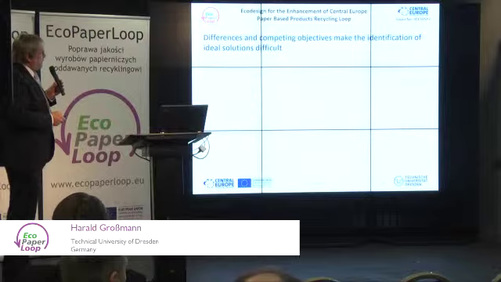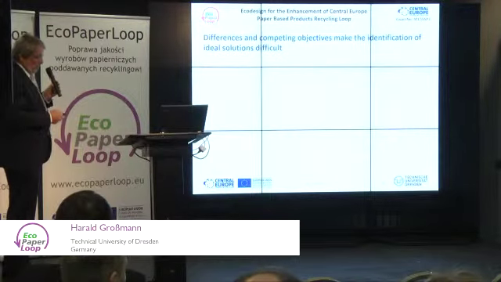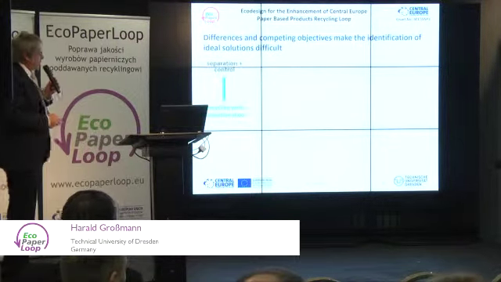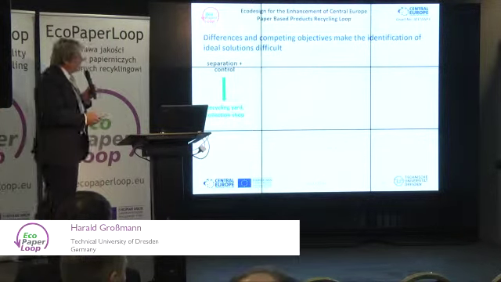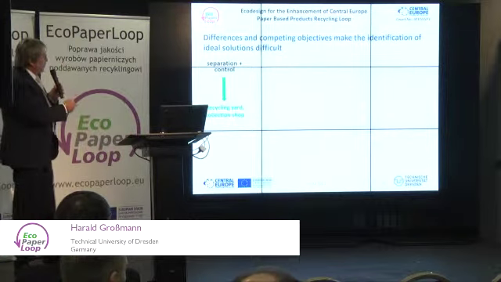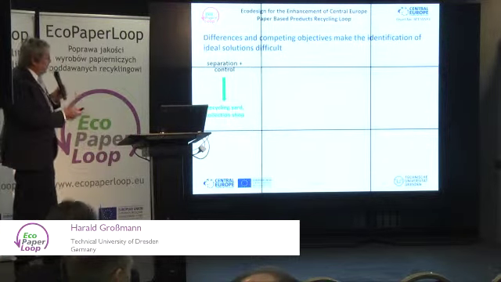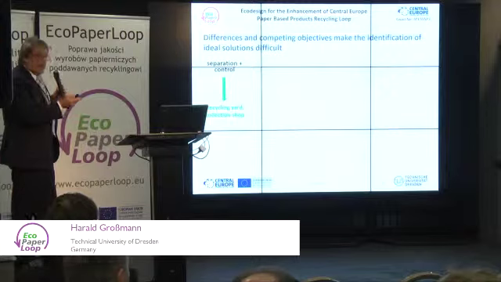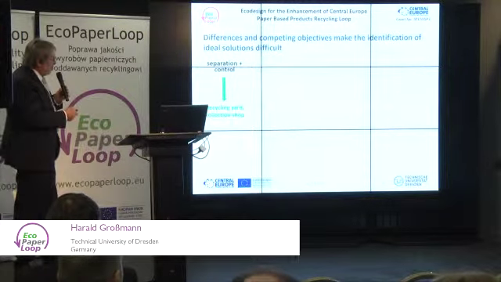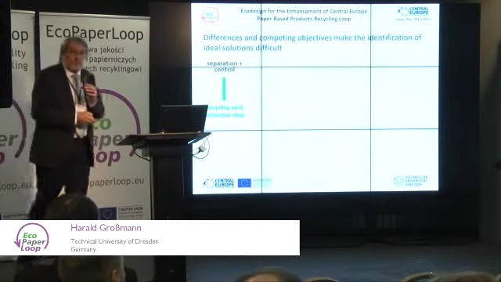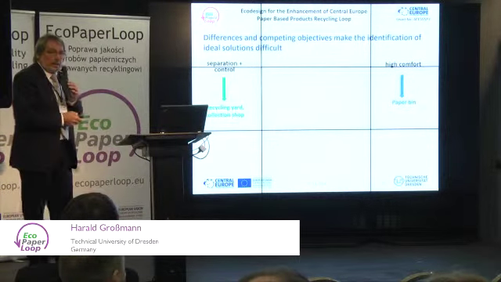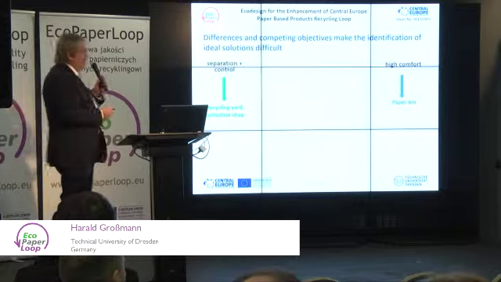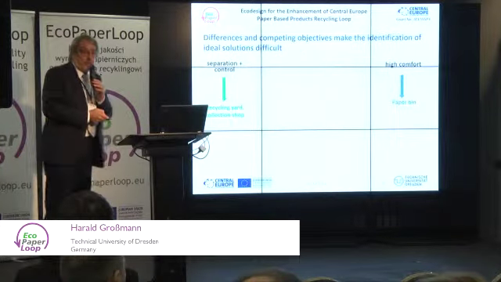Differences and competing objectives make the identification of ideal solutions very difficult. I think that became quite obvious. There are two antipodes which can easily be identified. One is shown here on the left-hand side: separation plus control. If you want to have that, then you should decide for a recycling yard or collection shop system. On the other hand, if you want to have a very high comfort, in particular for the consumers, then the paper bin undoubtedly is the best solution.